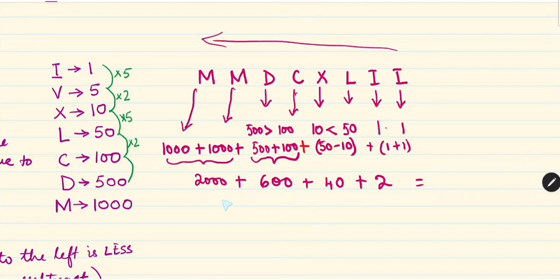So the final answer is 2,642. So MMDCXLII has a decimal equivalent value of 2642. All right, so this is how you're going to go about doing the conversion from the Roman to the decimal system using addition or subtraction, as the case may be.